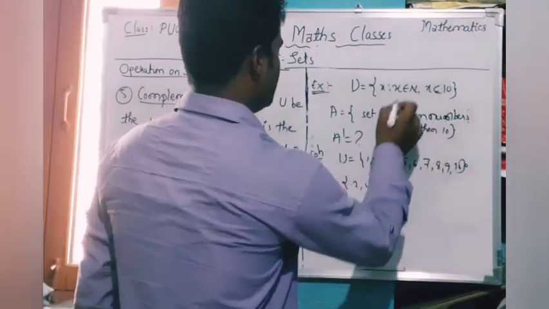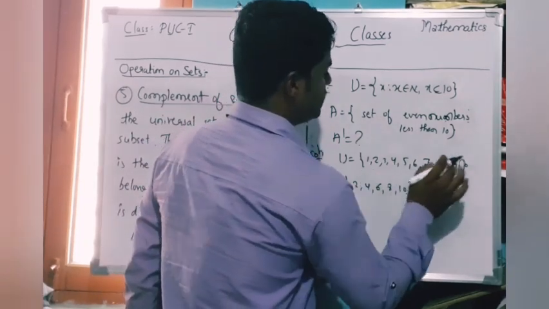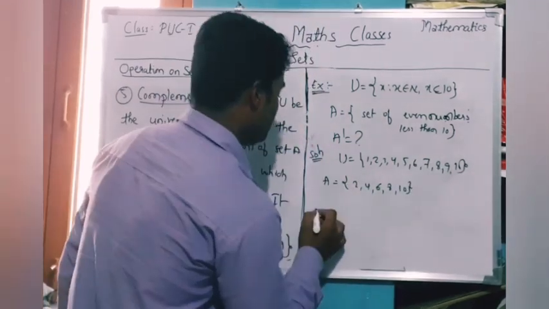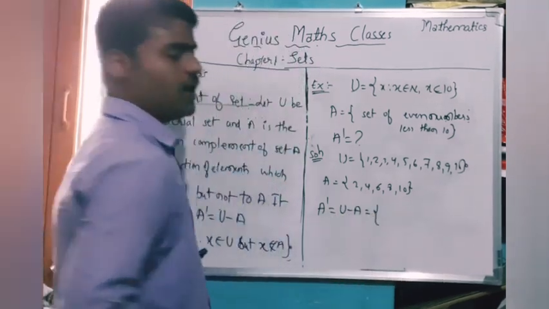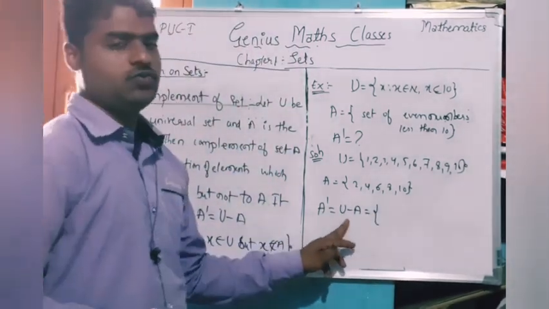And this is the set U, which is 1, 2, 3, 4, 5, 6, 7, 8, 9. So what do we mean by A dash? A dash is U minus A. Okay? A dash is nothing but U minus A.